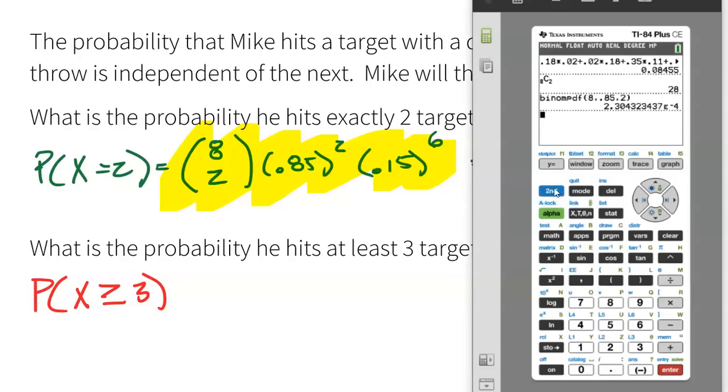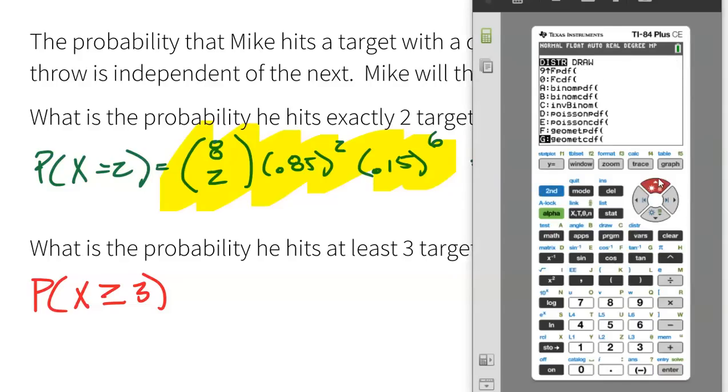Here's another cool feature of your calculator. This is the binomial CDF. Now, the binomial CDF does this. Again, type in the trials, in this case, 8. Type in the probability of success, 0.85. Now, when I'm doing a CDF, whatever number I put in for X, it's going to automatically calculate that or anything less.